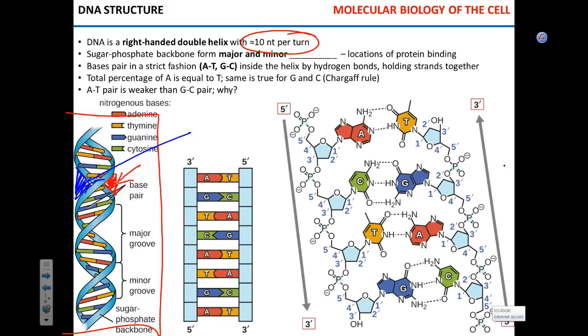These structural features may look unimportant, however, bless you. However, the minor and major grooves are the sites where different proteins bind. Proteins that copy DNA, that read DNA, that maybe unwind DNA. Does that make sense so far? Okay, so the minor and major grooves are sites of protein binding.